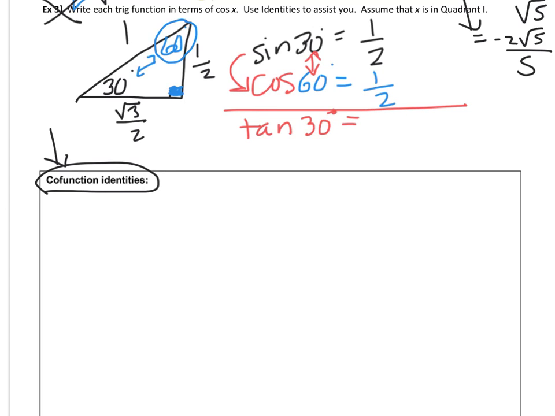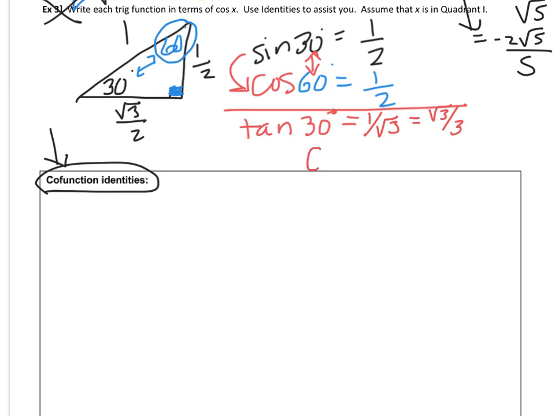So we can do this with any trig function that we want. If we do it with tangent of 30, I'm going to compare from the 30 the opposite over the adjacent. So that ratio of 1/2 divided by root 3 over 2 is going to give me 1 over root 3. And that's going to give us root 3 over 3.